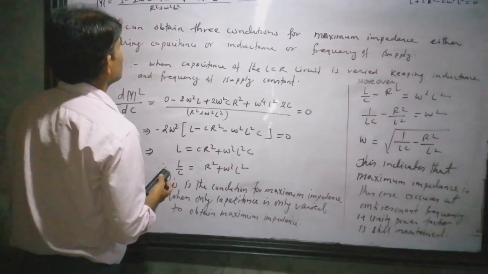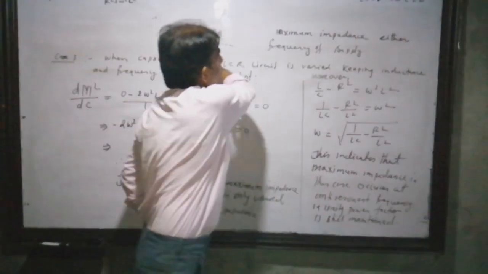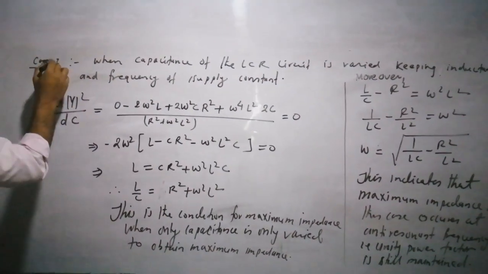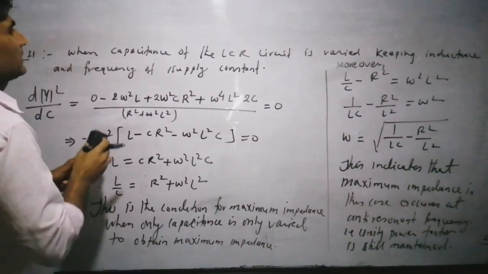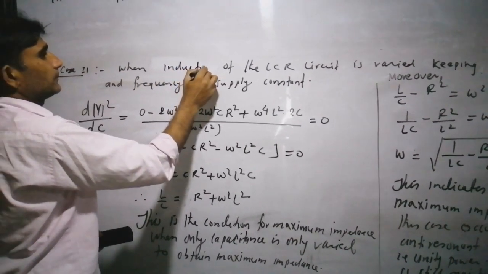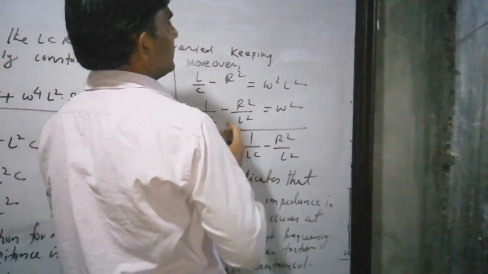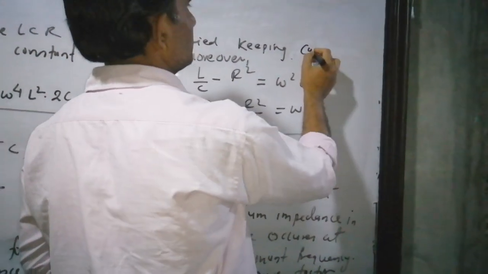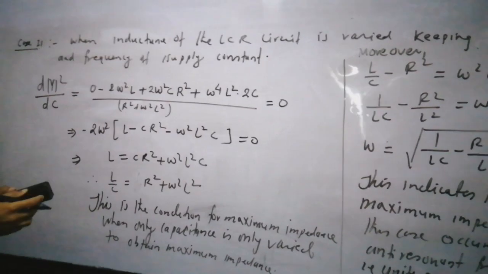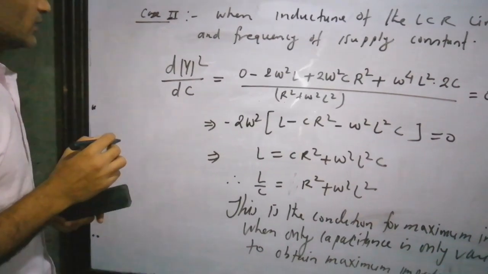Okay, so students, I think you have copied this, and I don't require this now, so let me run this. Okay, and the second condition we are getting is when, instead of capacitance, we vary the inductance of the LCR circuit, keeping capacitance and frequency of supply constant. So in this case also we will get another condition for the maximum impedance.